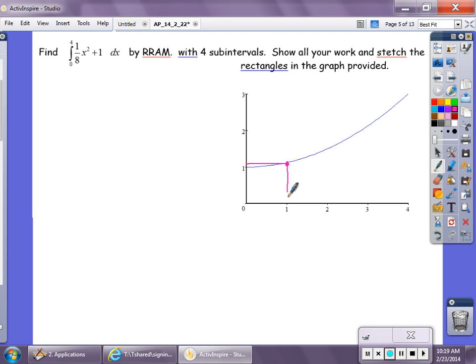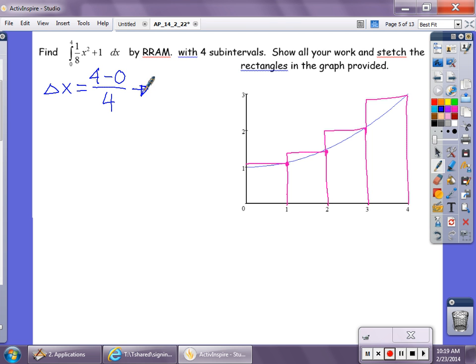So your first rectangle would be this high, your second rectangle would be this high. Your third one would be this high. And then your fourth one would be this high. And again, same thing as before. If I wanted to, and then pretending that this was a brand new problem, my width would end up being 4 minus 0 over 4.